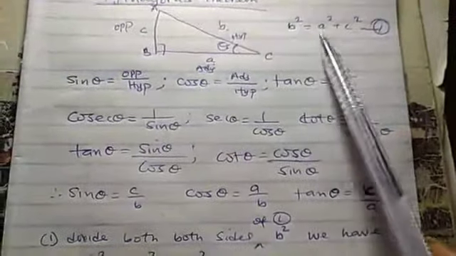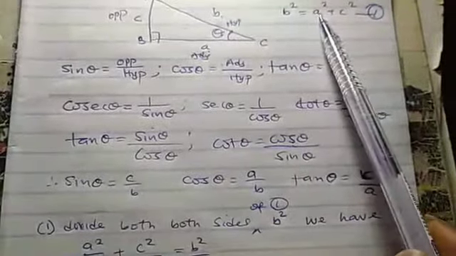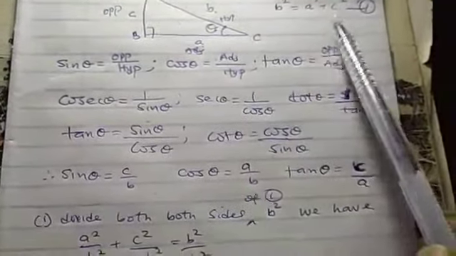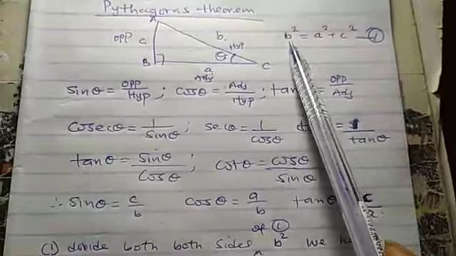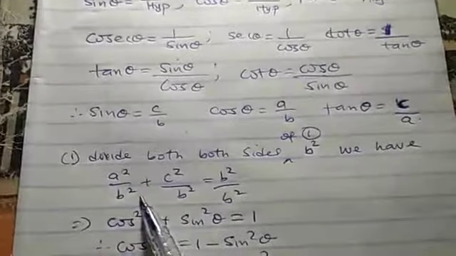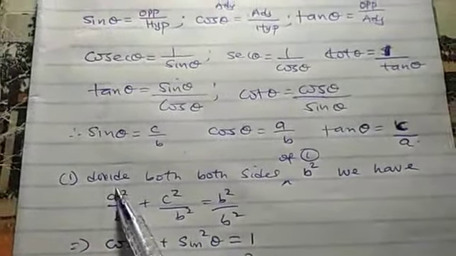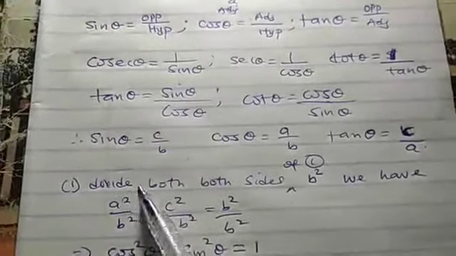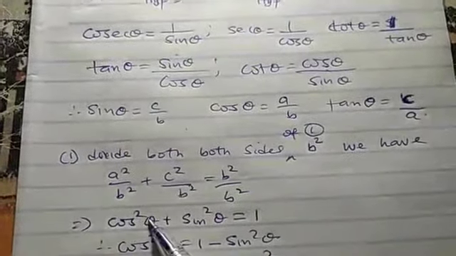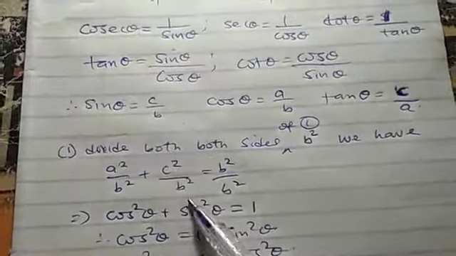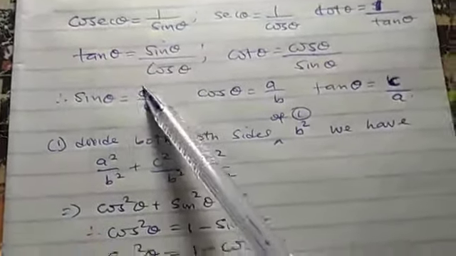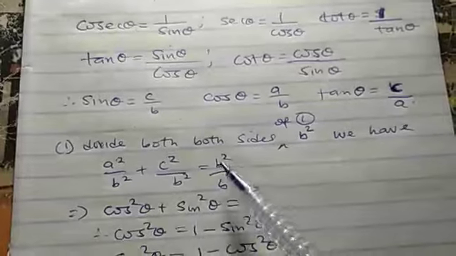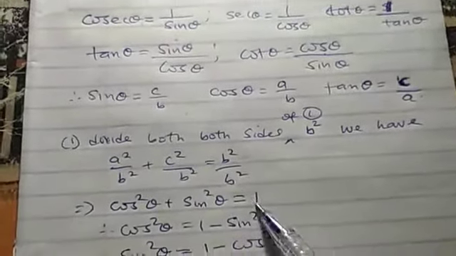Now the first one, let's divide this equation 1 by b square. If I divide this equation by b square, I'm going to have a square over b square, plus c square over b square is equal to b square over b square. So we now see that a over b here is cos, but there is a square there to become cos square theta. This one too will be sine, c over b. Then c square over b square will be sine square theta. B square over b square, that one is 1. So we have that cos square theta plus sine square theta is equal to 1.